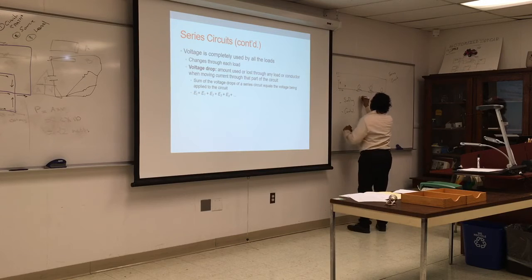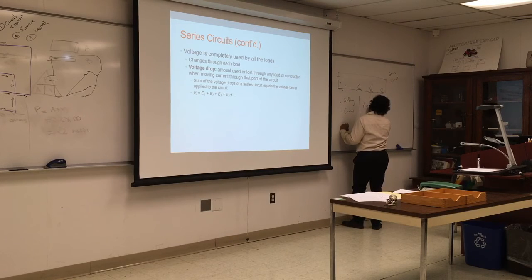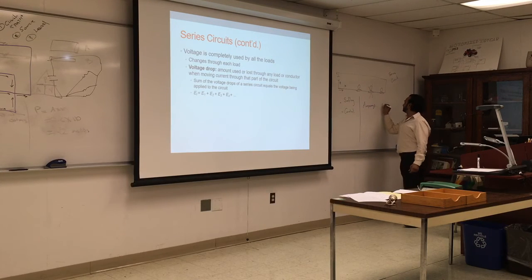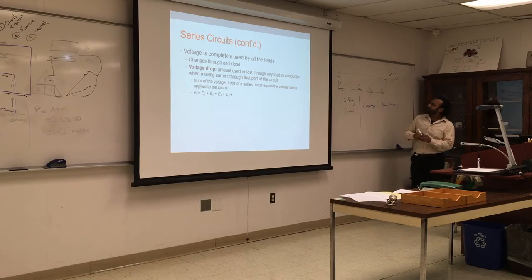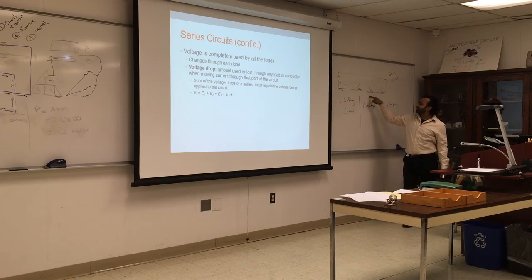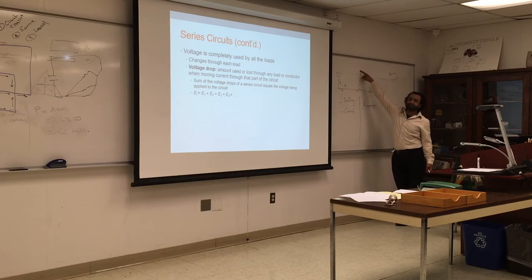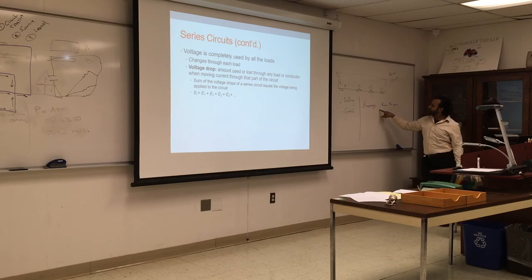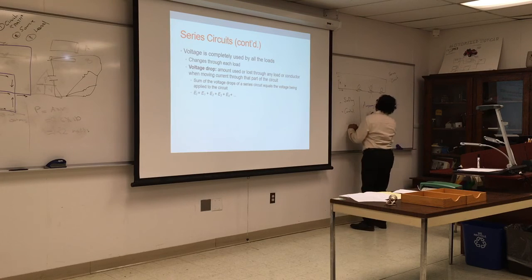So let's see what happens to the amperage. It will stay the same. And why is that? Because all these loads are right after each other. The circuit will think of these loads as one load, because I'm going through this one and this one and this one. So it's going to be like going through one load together. So it's going to be the same current here, and the same current here, and the same current in all of them. So the current remains the same.